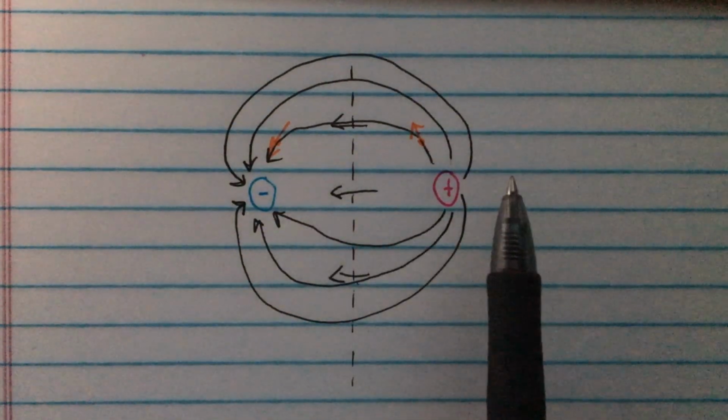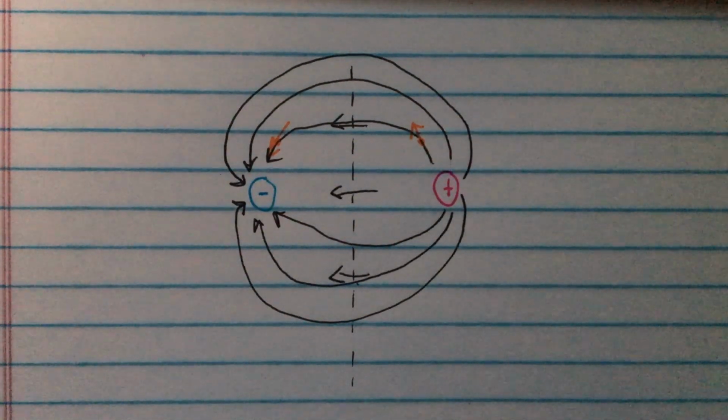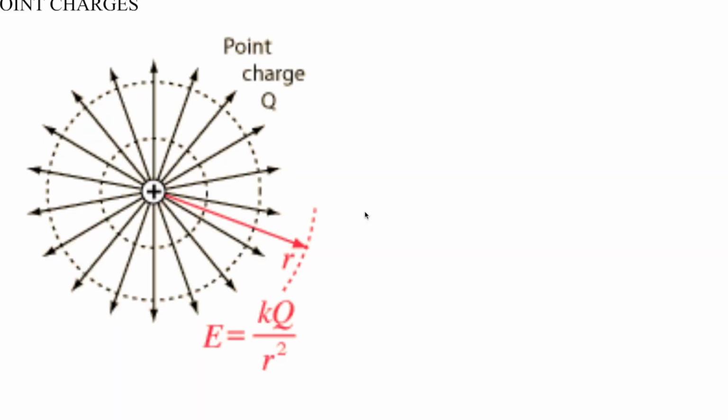This interaction between the 2 fields is what we call an electric dipole. There are 2 main types of calculations that one can do using electric fields. The first involves point charges, and the second involves parallel plates. So let's first start with point charges.